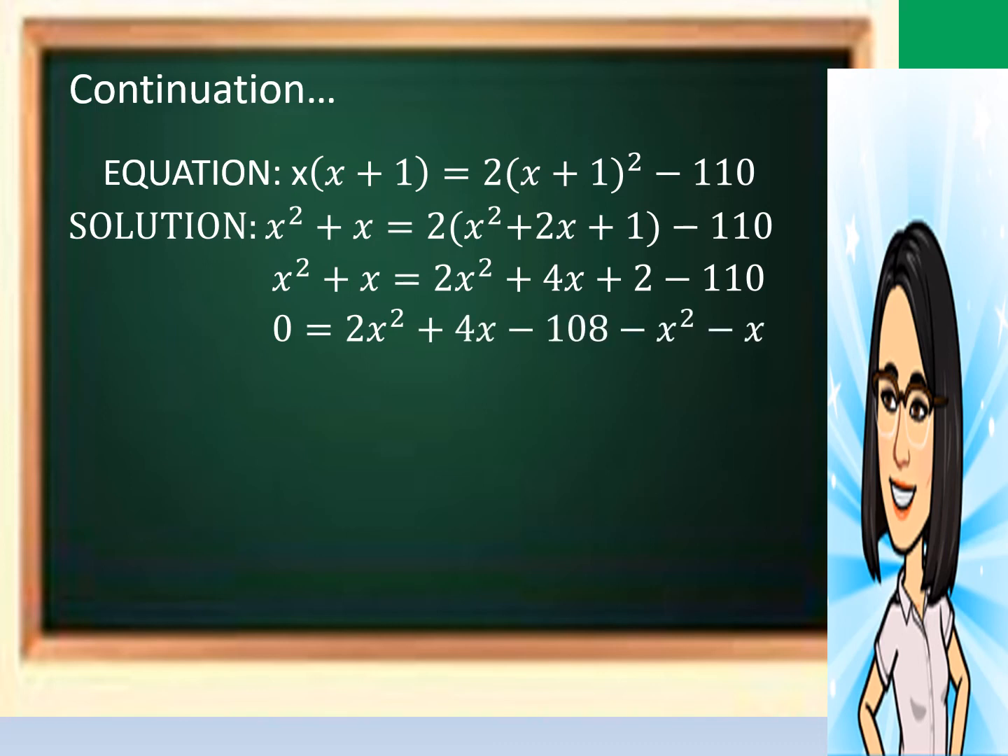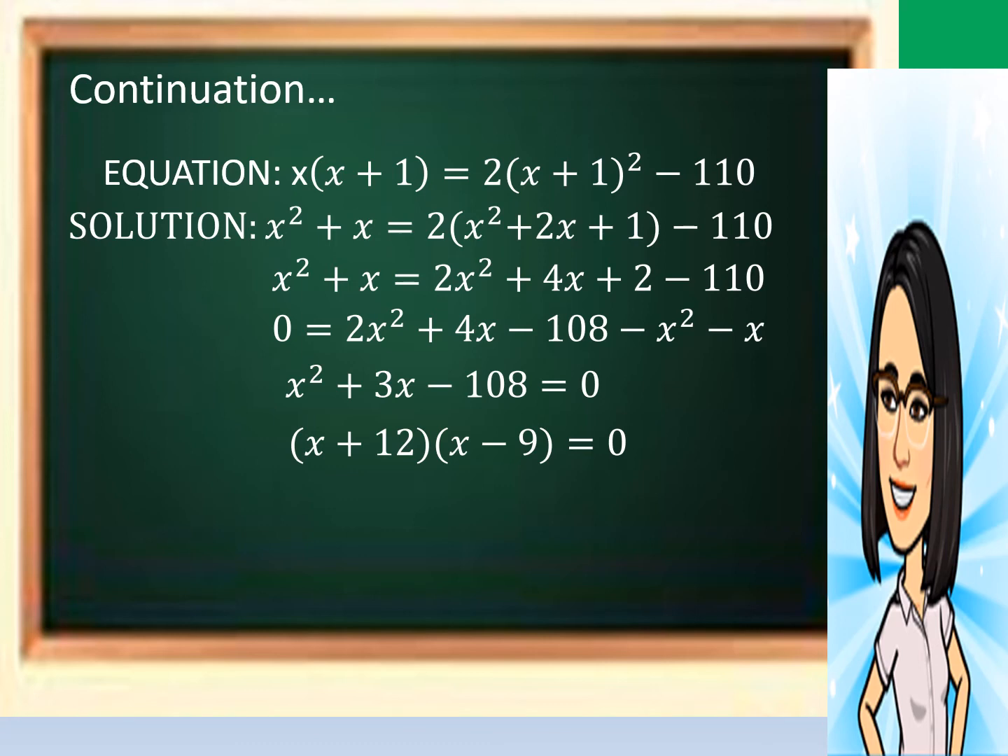By addition property of equality and combining like terms, 2x squared minus x squared is x squared. 4x minus x is 3x. And 2 minus 110 is negative 108. So the simplified form of the equation is x squared plus 3x minus 108 is equal to 0.